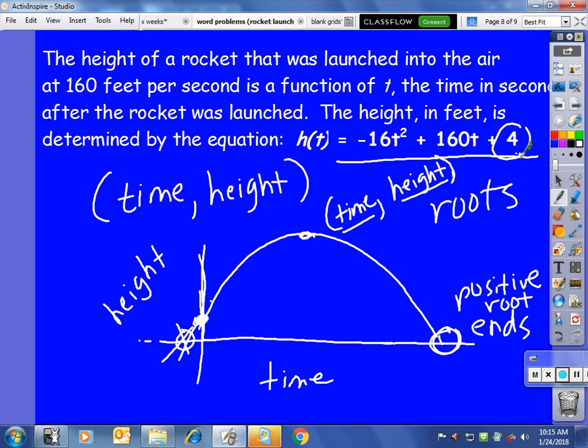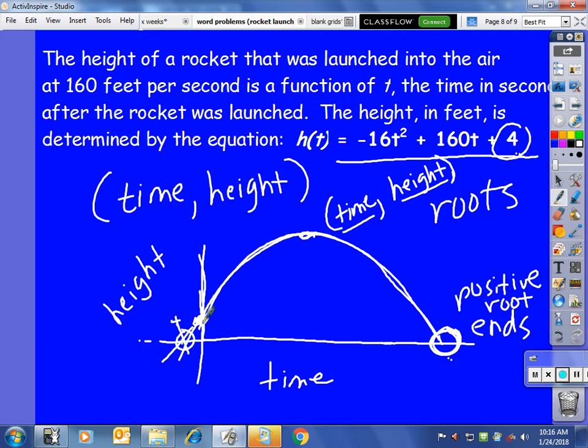What does the 4 stand for in this problem? Yeah, it's the launch pad. It was launched from a platform that was 4 feet off the ground. So this thing started at 4 feet off the ground, but it eventually comes back down to the ground. Unless it goes straight up and comes back down on the platform, which it probably won't do.